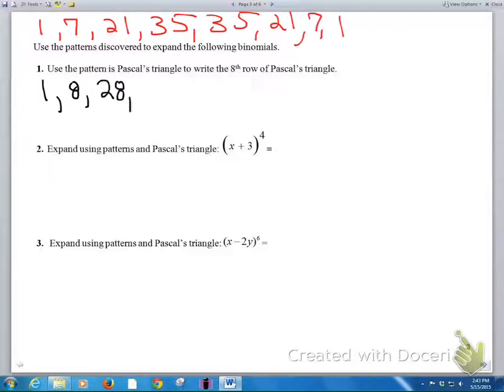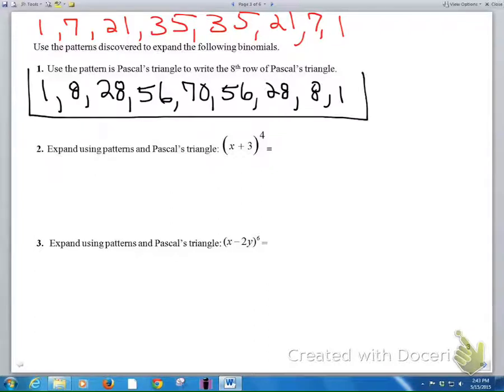So again, going through the process, as you can see. Okay, so x plus 3. So the y term is now 3. So we're going to use the third row of Pascal's triangle.